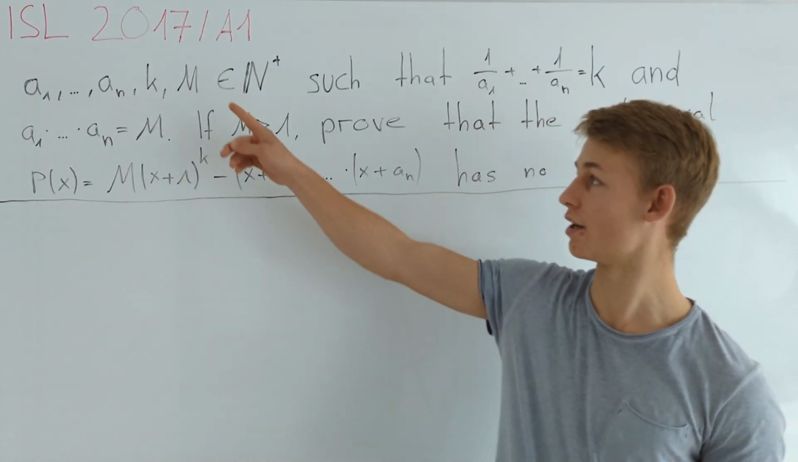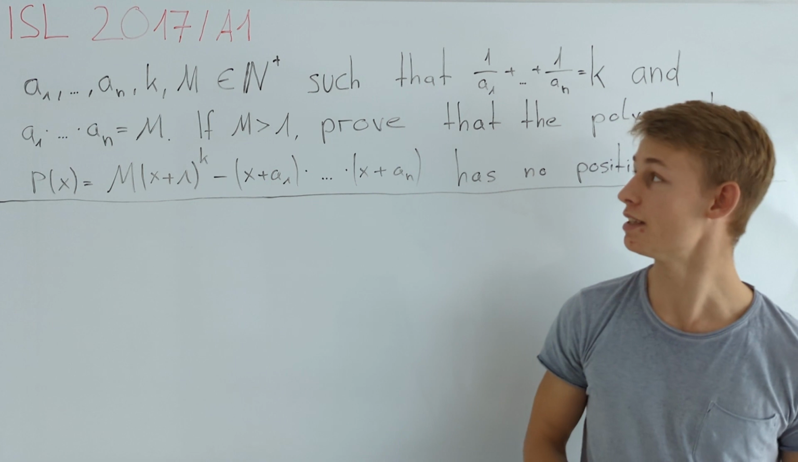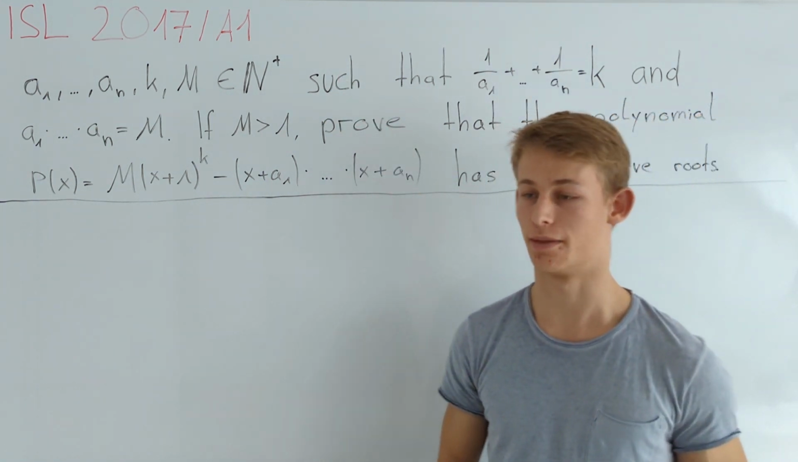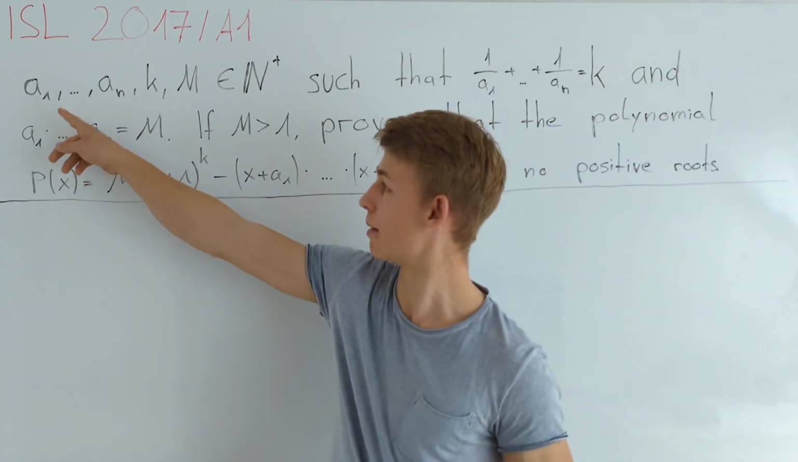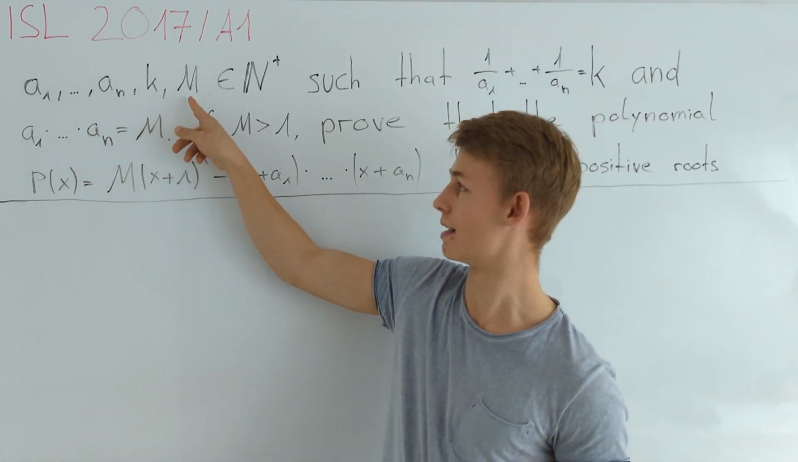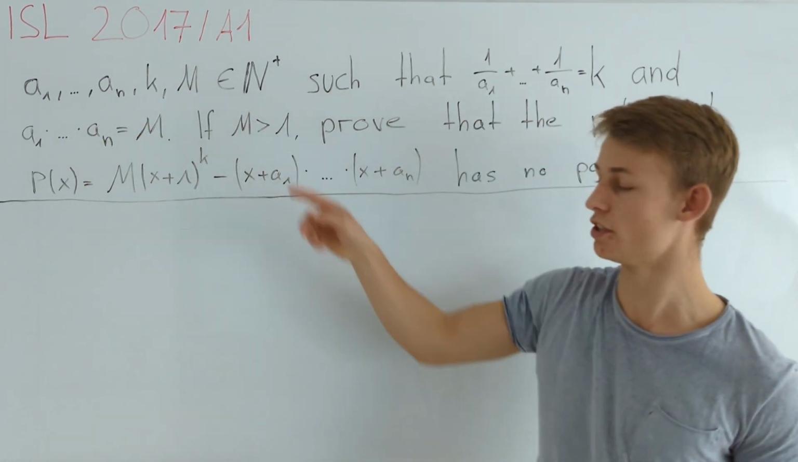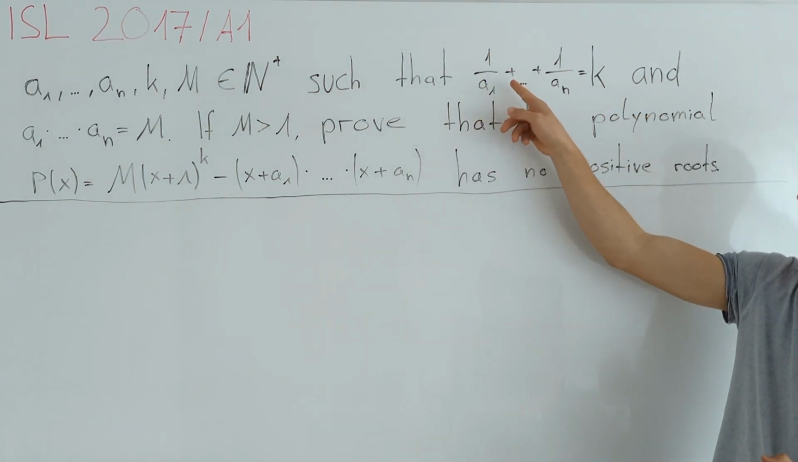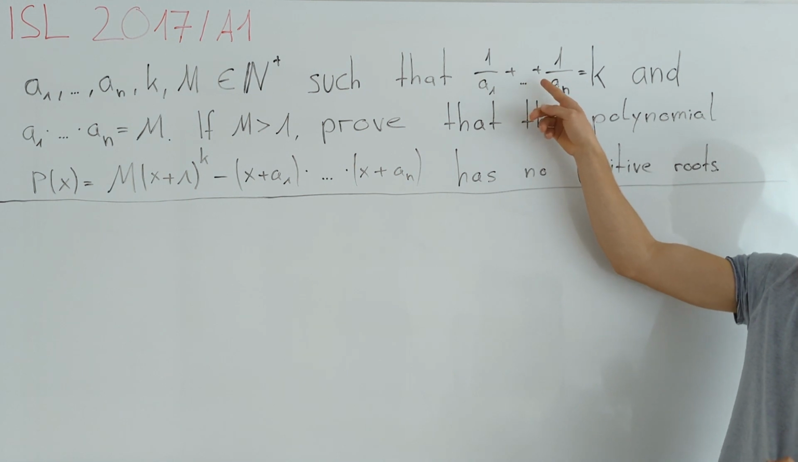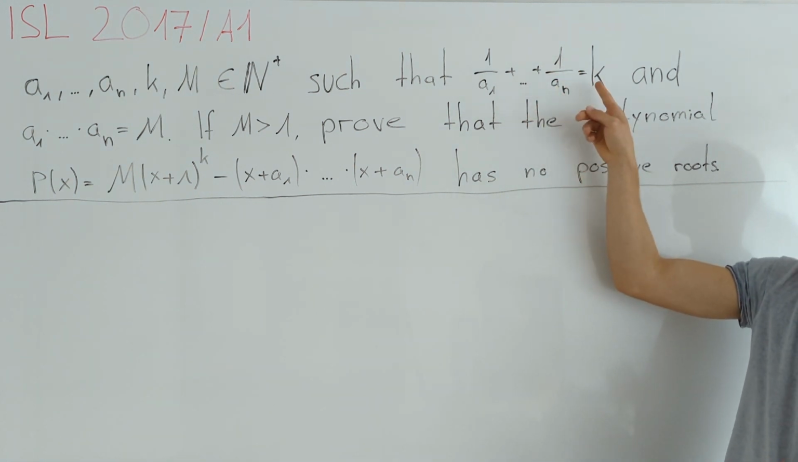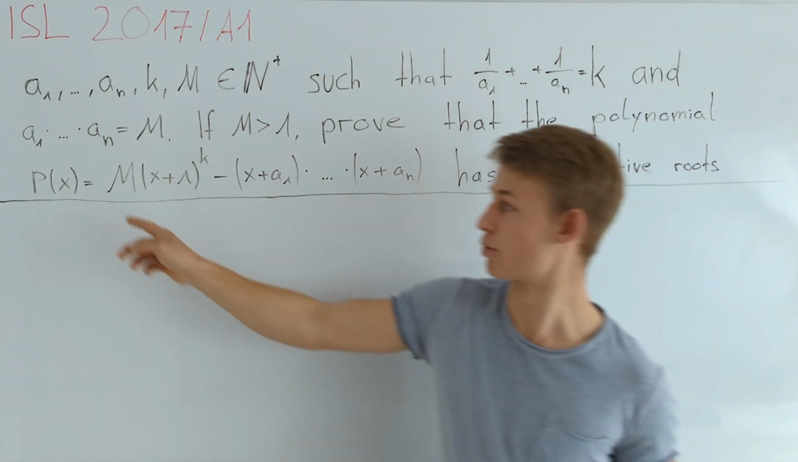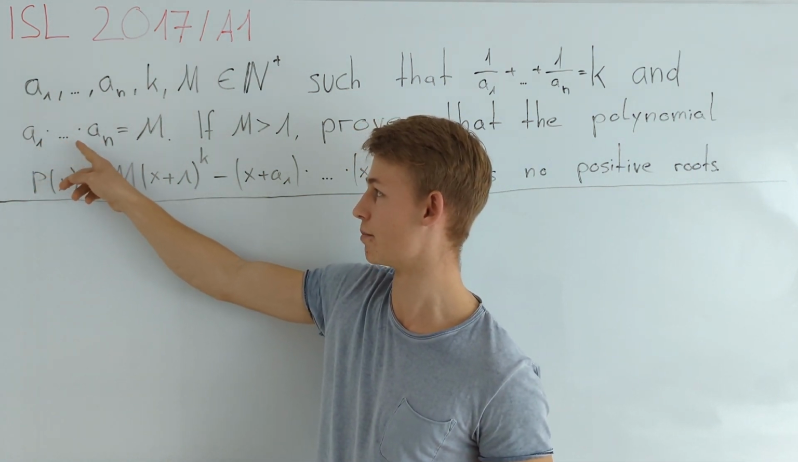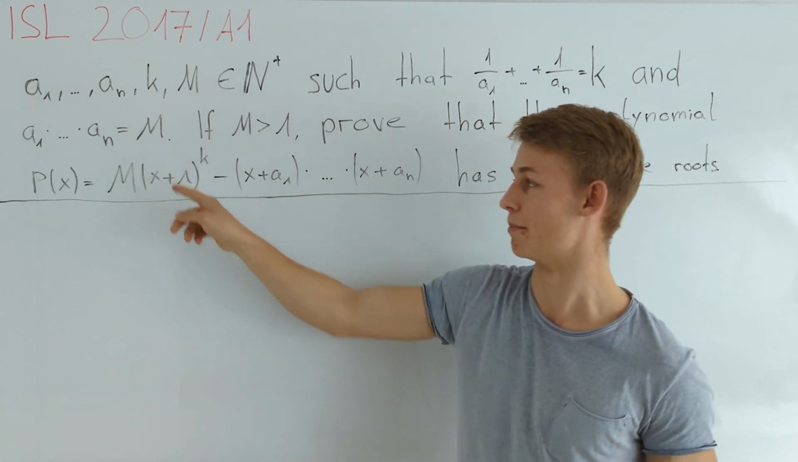The solution for the IMO shortlist 2017 problem A1. At first, let's have a look at the problem statement. We are given a1 up to an, k and m, all from the positive integers, such that 1 over a1 plus and so on up to plus 1 over an is equal to k, and the product of the ai's, a1 times and so on up to times an, is equal to m.